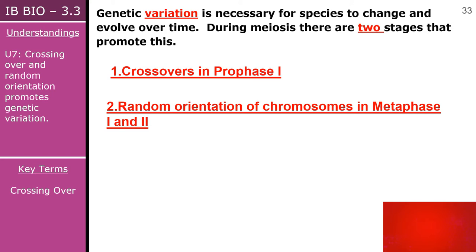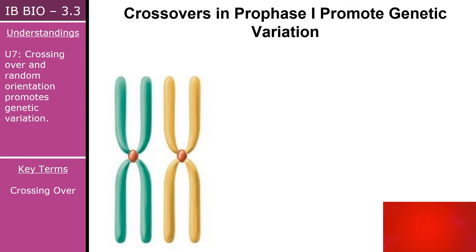So genetic variation is necessary for a species to change and evolve over time. So during meiosis specifically, there are two stages that promote this. And the first one is those crossovers that happen in prophase 1. And the second is the random orientations of the chromosomes that are happening both in metaphase 1 and 2. And remember, metaphase 1 and 2 is where the chromosomes are aligning on the middle. And who's on which side of the cell is random. So we'll look at each of these a little bit more in depth.